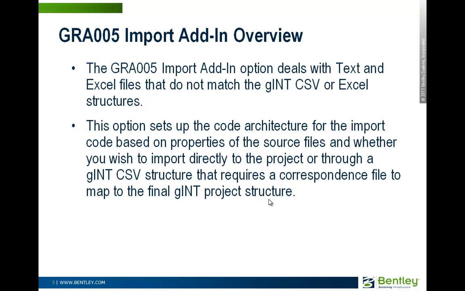So the 005 import add-in option deals with text and Excel files whose native structure GINT cannot read. So this option sets up the code architecture so that you can read these files, extract their data, and then put them into an intermediate temporary GINT CSV file. It then writes a script that performs the import and then deletes all the temporary files it's created in the process.